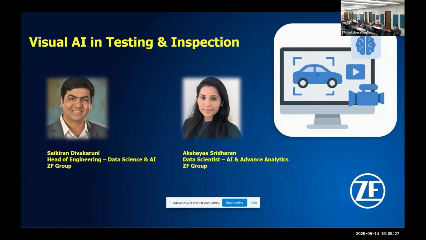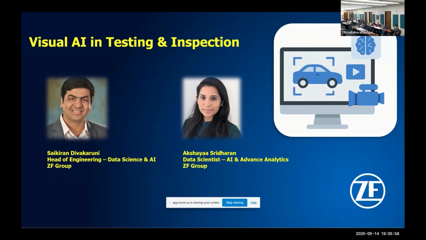I have been working in the data science area for one month. For my background, I have been doing development for years, then got interested in this field and had the opportunity to work in it. Along with me, I have Akshayaa. She's a data scientist in our company.